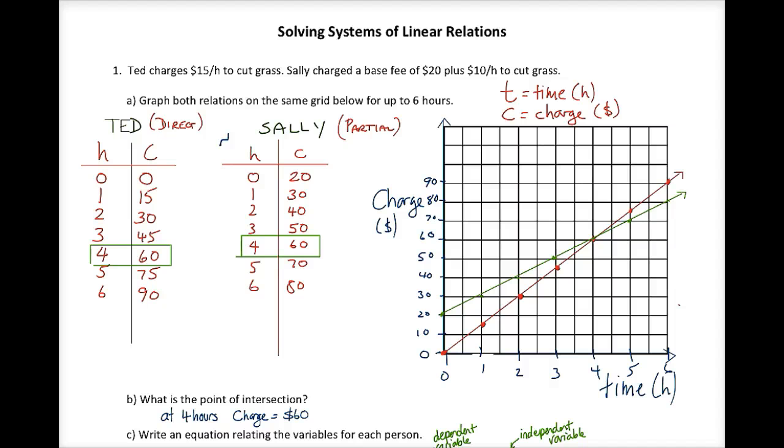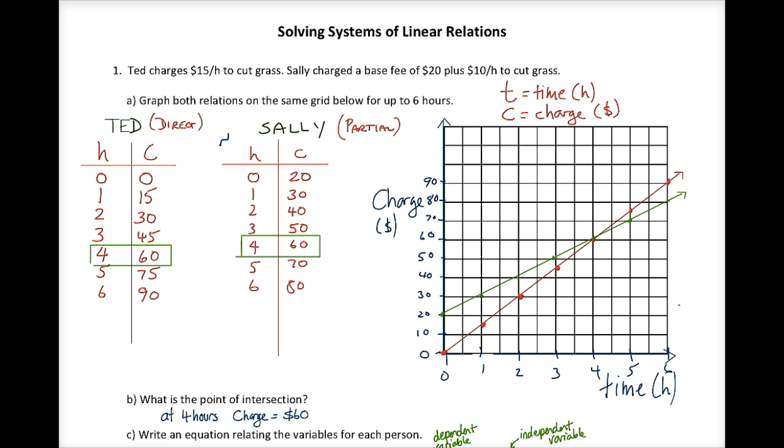So here are our two tables. For Ted, first of all, it's a direct relation because there's no initial value. We have the independent variable in the first column and go from 0 to 6 as we're asked to. In the second column, we go from 0 and figure out what the charge is using the information given. We're told $15 per hour, so after 1 hour it'd be $15, 2 hours, $30, and so on. The rate of change is $15 per hour, so these numbers will go up by 15.